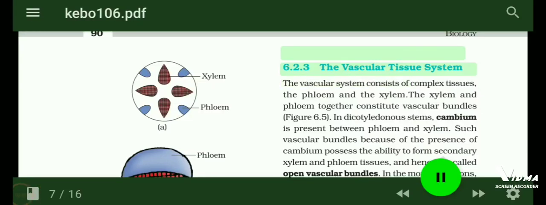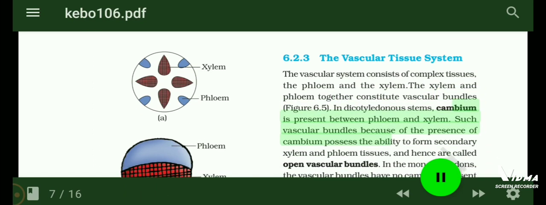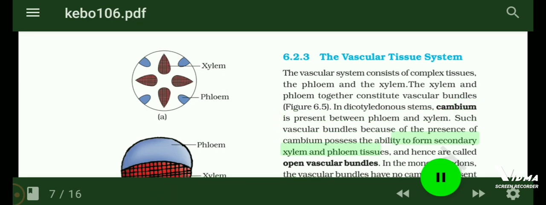6.2.3 The vascular tissue system. The vascular system consists of complex tissues, the phloem and the xylem. The xylem and phloem together constitute vascular bundles. Figure 6.5. In dicotyledonous stems, cambium is present between phloem and xylem. Such vascular bundles, because of the presence of cambium, possess the ability to form secondary xylem and phloem tissues, and hence are called open vascular bundles.